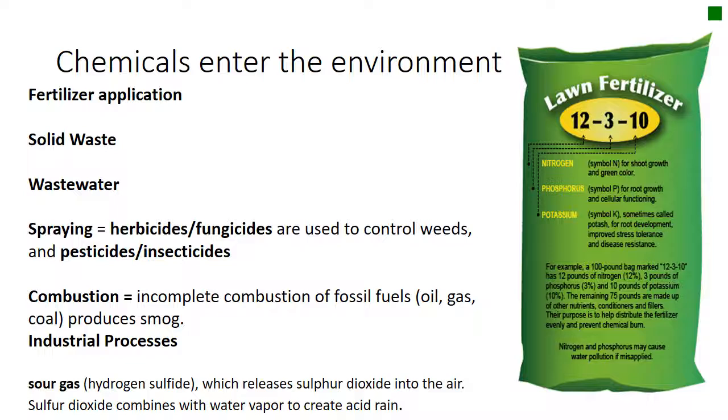Sour gas is another one that releases sulfur dioxide into the air, and sulfur dioxide along with the nitrogen oxides are responsible for creating that acid rain. Industrial processes also are involved in pollution, so electrical power generation, mineral processing, and fertilizer production. In Alberta, there's natural gas processing to remove sour gas, which would release sulfur dioxide into the air, as I indicated.